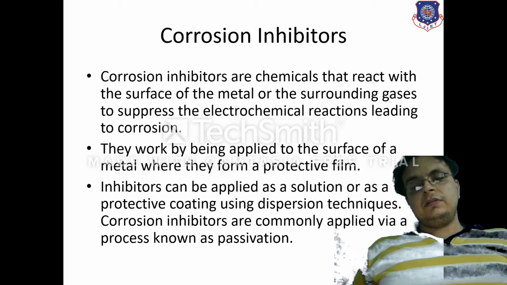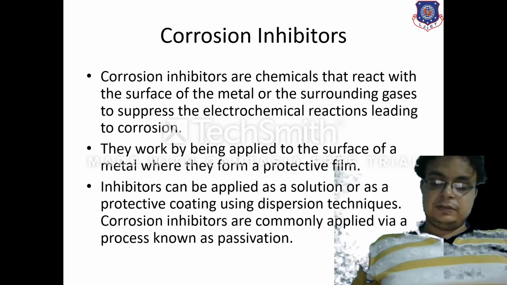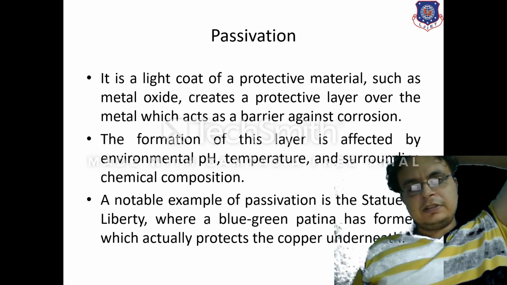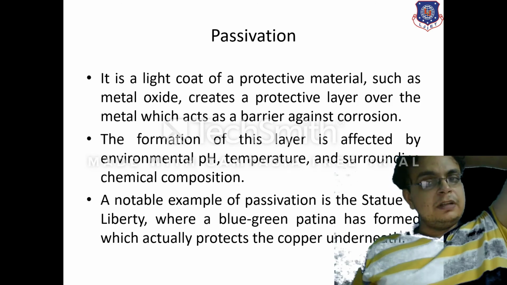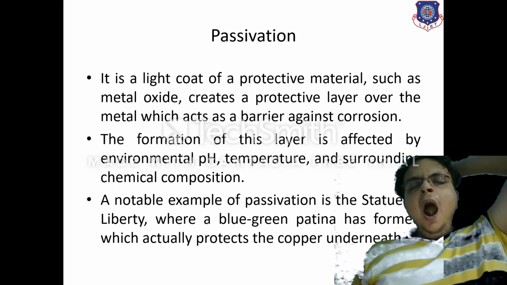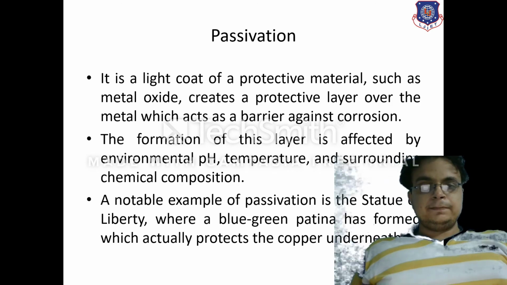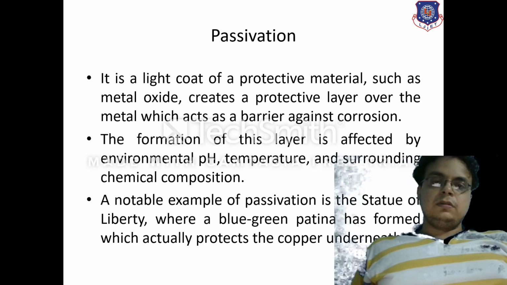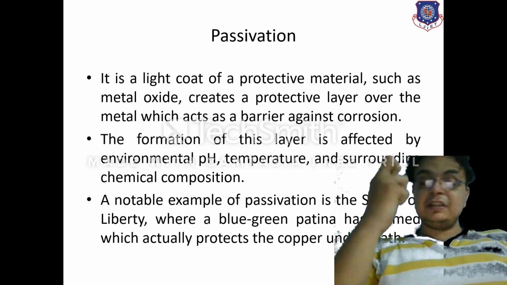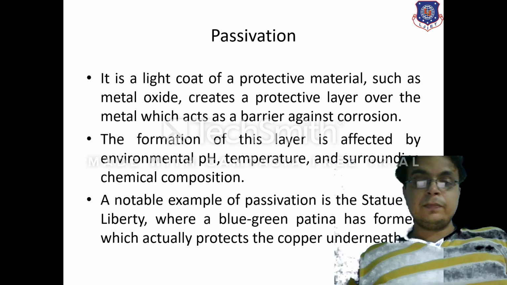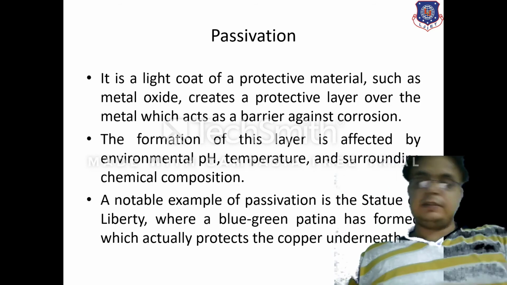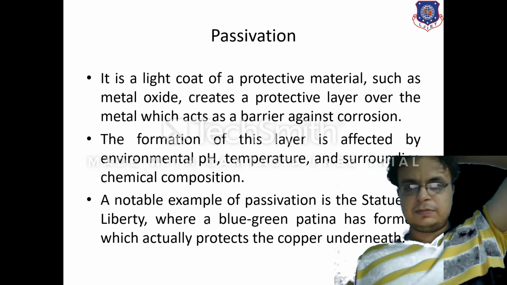Corrosion can be controlled through passivation. Passivation. We all know that a light coat of protective matter such as oxides creates protection over the metal. Yes, the formation of this layer is affected by the environmental temperature and surrounding chemical conditions. A notable example of passivation is the Statue of Liberty, where blue-green patina is formed, which actually protects the copper. So this is how passivation takes place.